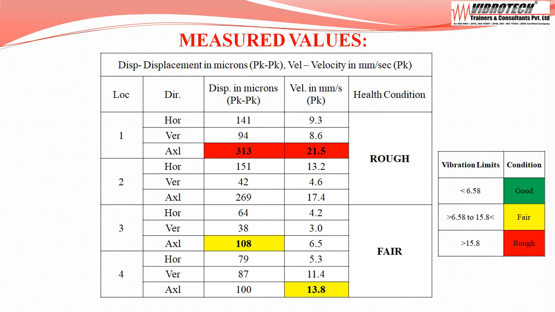The vibration values are maximum at motor drive end axial, with velocity up to 21.5 mm per second peak and displacement of 313 microns peak to peak. And at shredder non-drive end axial, velocity up to 13.8 mm per second peak and displacement of 108 microns peak to peak. And the equipment falls under the rough category.